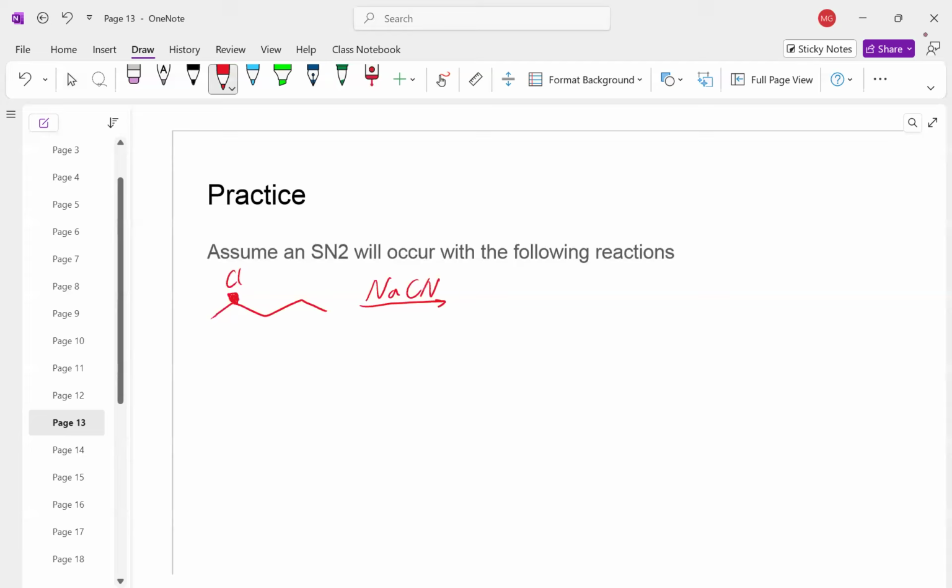Now, most commonly, your best leaving groups are the halogens. So we're going to assume this right here is our leaving group. We will talk a little bit about other leaving groups that aren't halogens, but those are the most common ones. And then our nucleophile is going to be something that has some negative character to it. So if we look at what's above the reaction arrow here, we have CN, which is cyanide, the CN minus ion, that carbon's negatively charged.